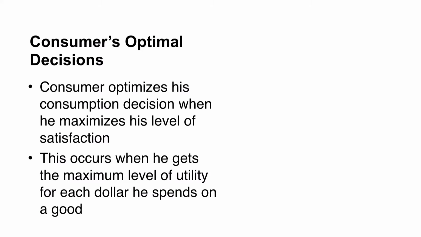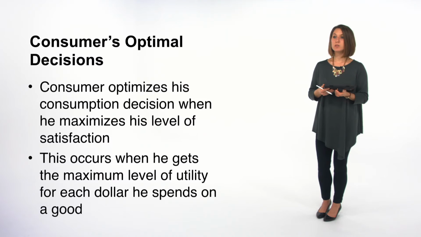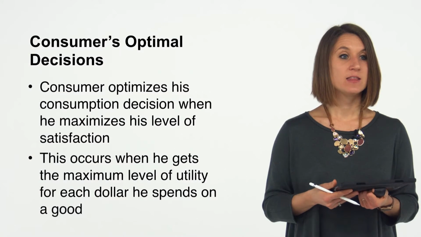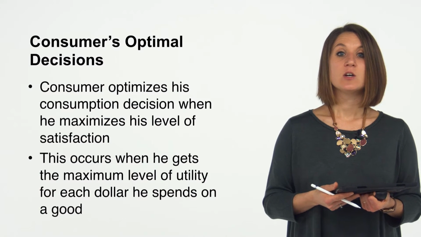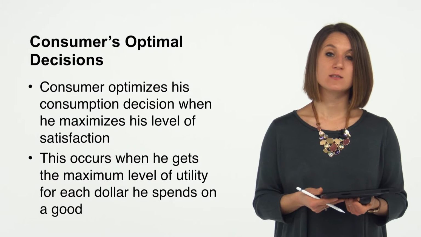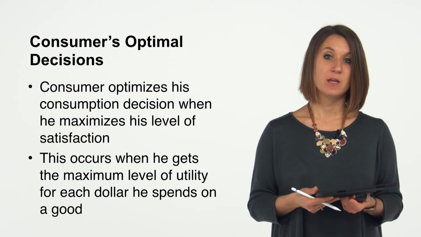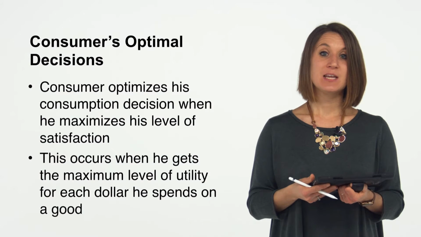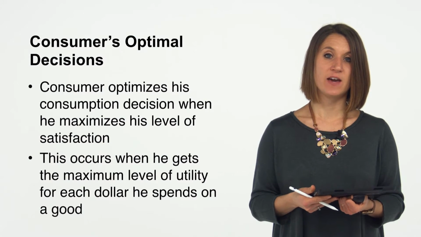So now what we want to focus on is understanding how we get to the optimal consumption choice of a consumer. What we want to think about in this scenario is a consumer that has a choice between the consumption of two goods, and he has a given budget. What combination of the two goods should he consume to maximize his level of satisfaction?